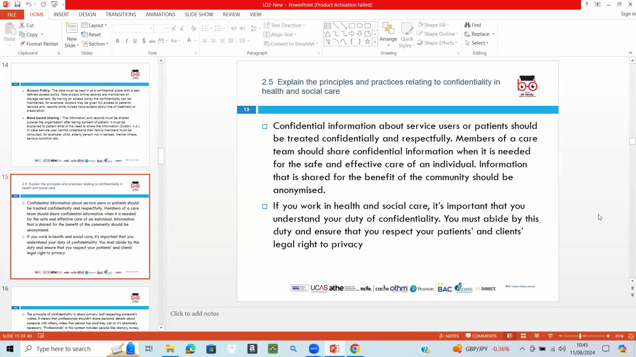Right. The other important bit related to it is sharing information. Sometimes sharing information is necessary for the service user's safety and care. As an example, if a service user is at risk of harm, healthcare providers might need to share information with other professionals such as social workers or mental health specialists to ensure the service user receives the appropriate support.